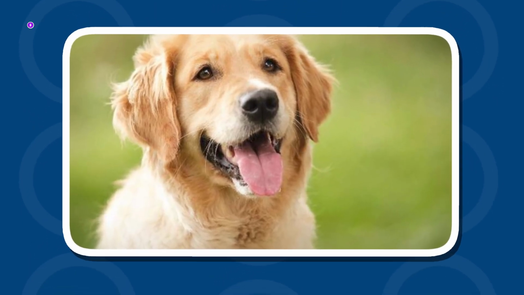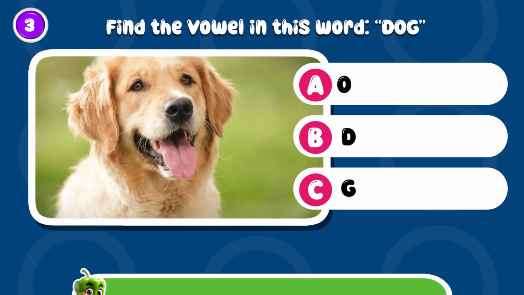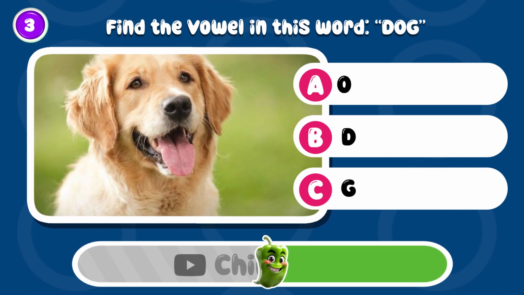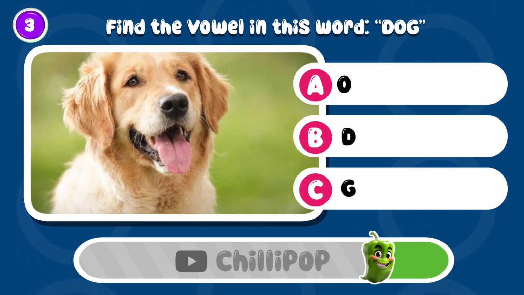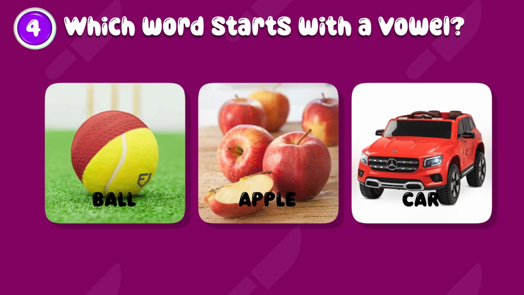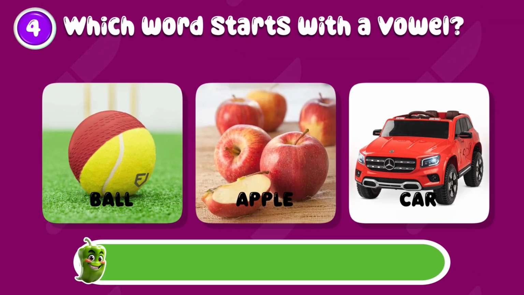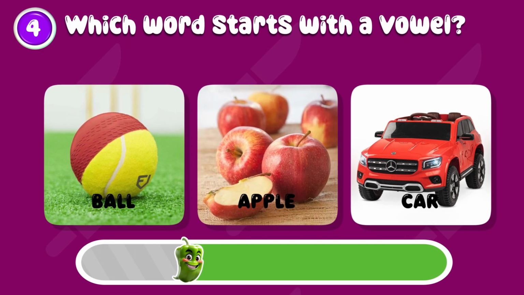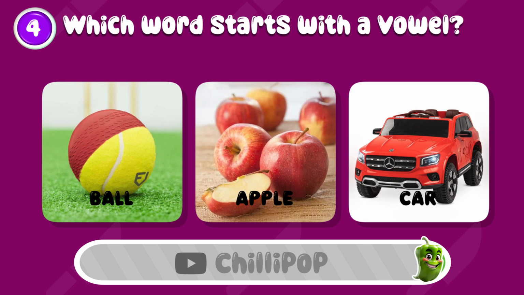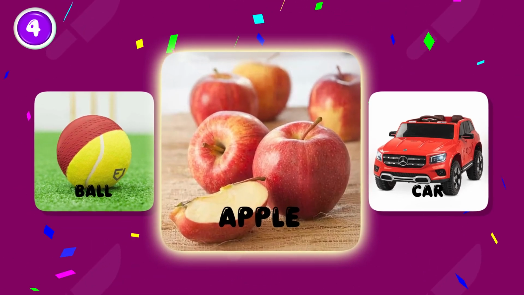Find the vowel in this word. Dog: O, D, G. O. Which word starts with a vowel? Ball, apple, car. Apple.